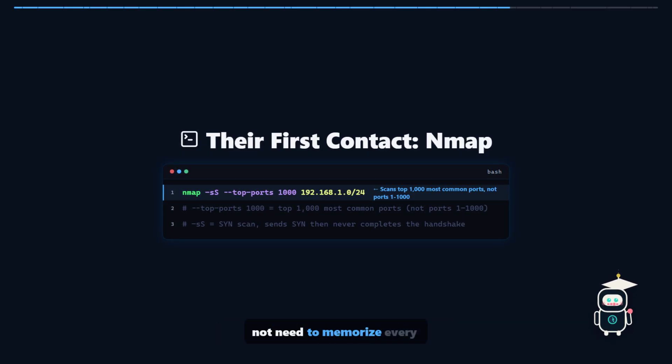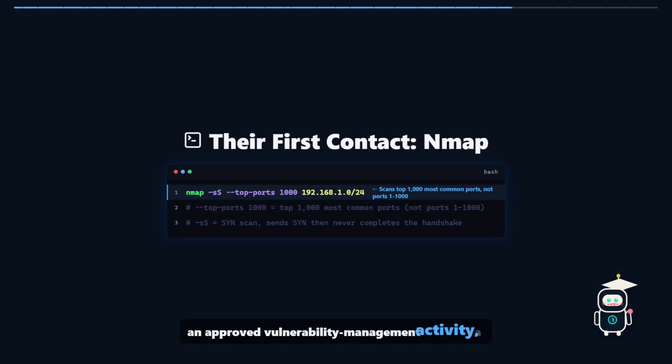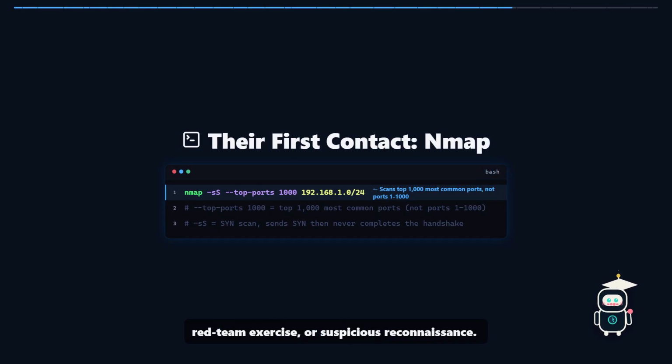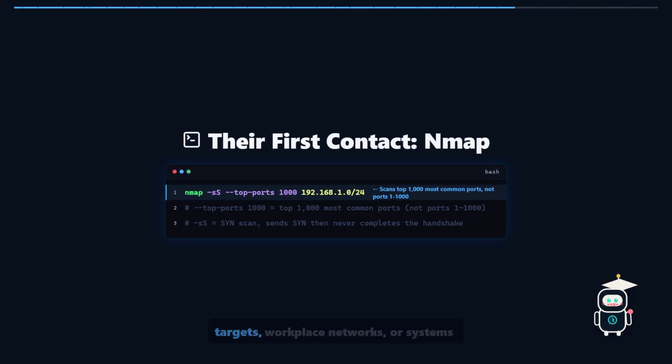You do not need to memorize every flag as a beginner. Learn to recognize that a scan may be an exposure check, an approved vulnerability management activity, a red team exercise, or suspicious reconnaissance. Context, authorization, source, timing, and the target scope determine the right response. Never scan public targets, workplace networks, or systems you do not control without explicit authorization.